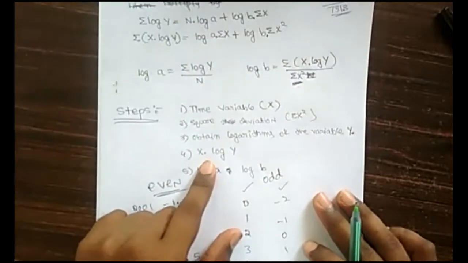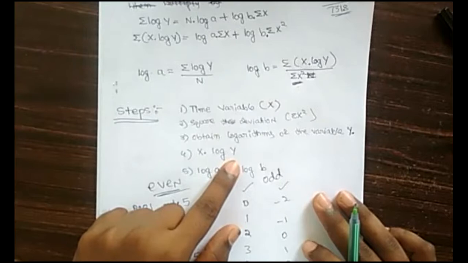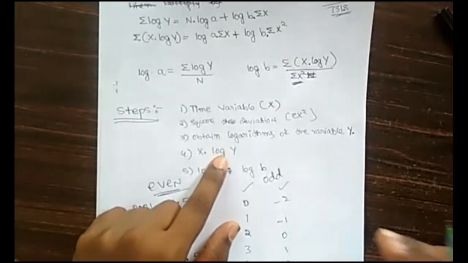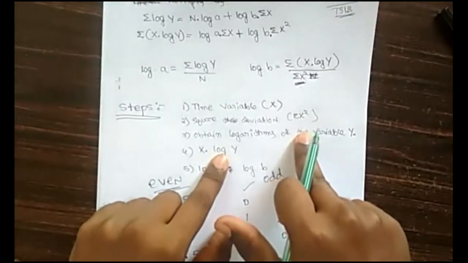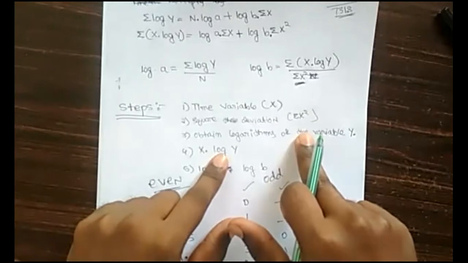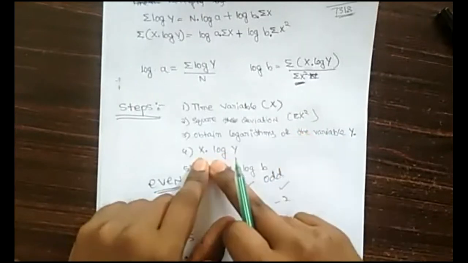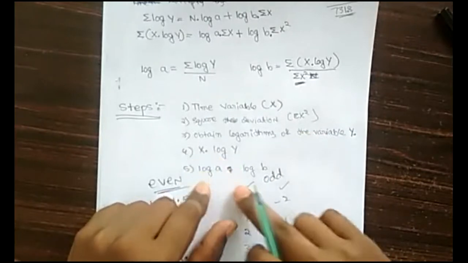And the fourth step, x into log y. In the previous step, we calculated log y, so just multiply x into log y. That is the fourth step, x into log y.